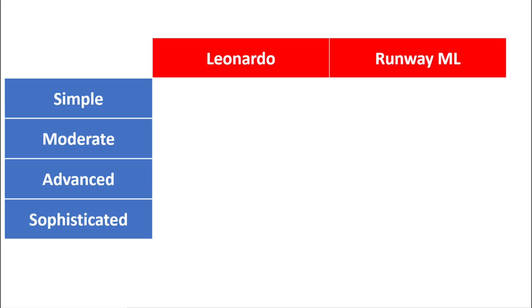We will execute 4 prompts on both platforms. Simple for 1 point, Moderate for 2 points, Advanced for 3 points, and Sophisticated for 4 points. Please note that the purpose of this test is to show how reliable the AI tool is in generating the expected output. Therefore, we will ignore other factors, such as resolution, speed of processing, etc. Later on, we will perform similar tests on other AI tools.